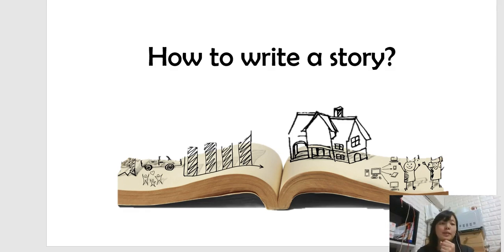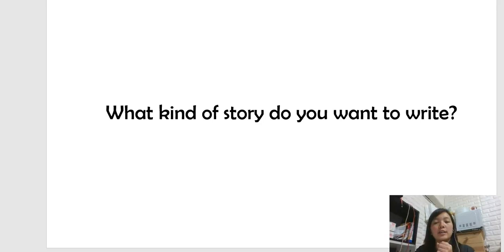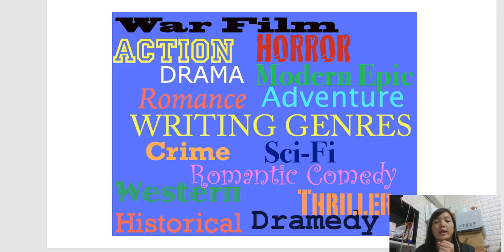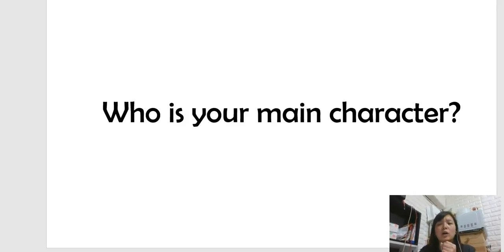So let's begin. First of all, I want you to start thinking about what kind of story you want to write. Do you want to write a romantic story, a romance, or an adventure story, a horror story, a thriller, or a western story, or a crime story? So you have to think about it. A war film, okay? Which of these topics actually interests you? And then after you think of a certain direction, you can start thinking about the main character of your story.